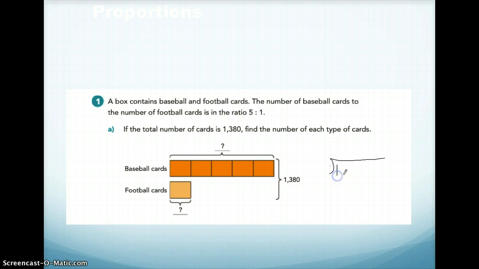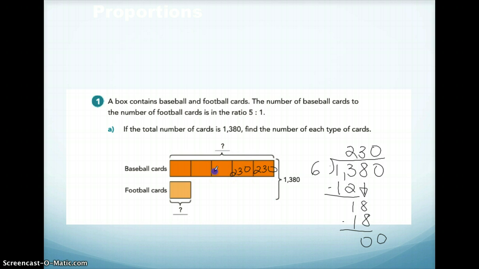So let's do our math over here, and you should be doing this in your notebook. We divide by 6. Doesn't go into 1, it goes into 13 twice. That's 12. We subtract, we get 1. Bring down our 8. 6 goes into 18 3 times. 6 times 3 is 18. We subtract, we get 0, bring down our other 0, and this is 230. So each one of these boxes is worth 230.